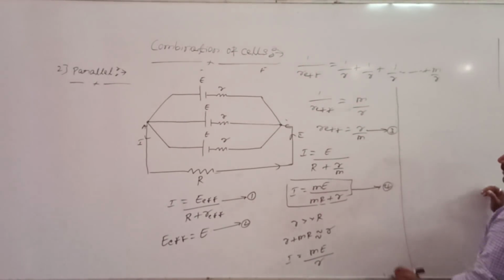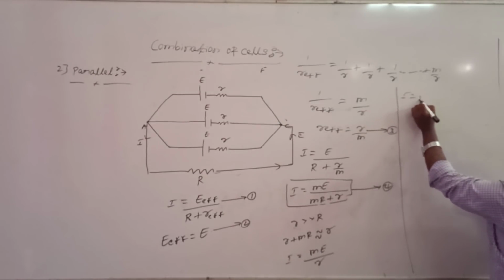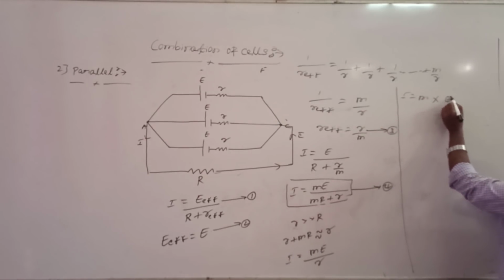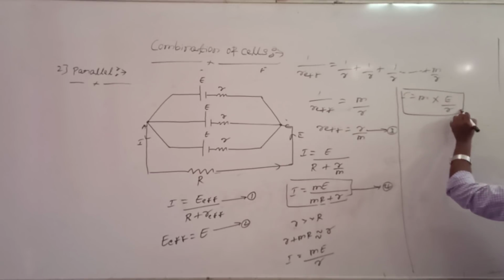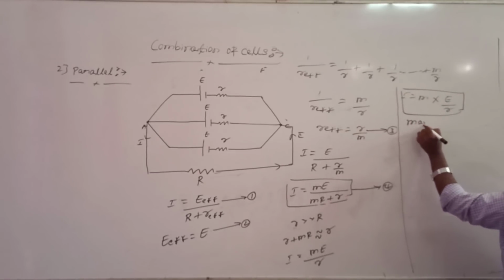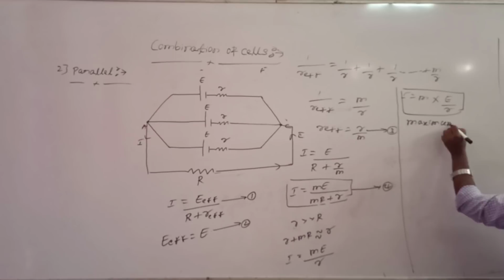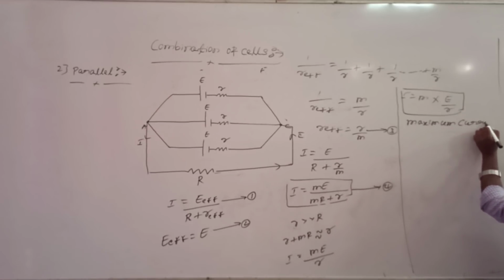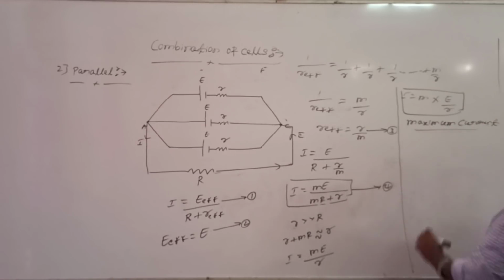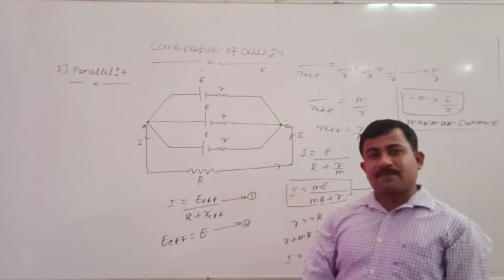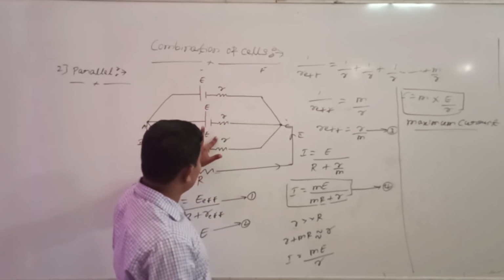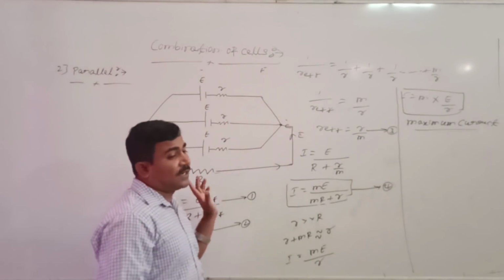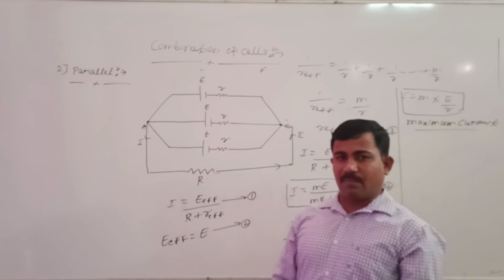Actually, how to write this value again? This value can be written I equal to M into E by r. What is M? Number of cells connected in parallel. What is E by r? Current due to a single cell. I mean, to get the maximum current for this combination, this is what? Condition for maximum current. To get the maximum current for parallel combination, internal resistance of the cell must be greater than external resistance.